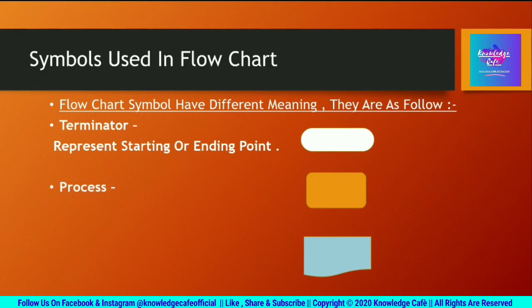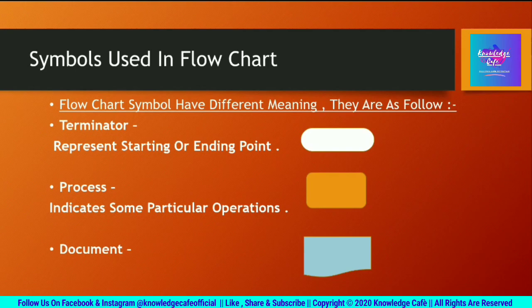Second, process. It indicates some particular operation. This process box shows some particular operation like addition, subtraction, multiplication and so on. Third, document, to print data or show output. If you want to show output, then we use this shape symbol.